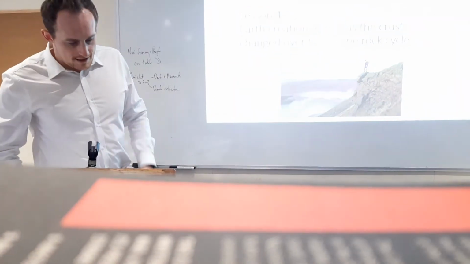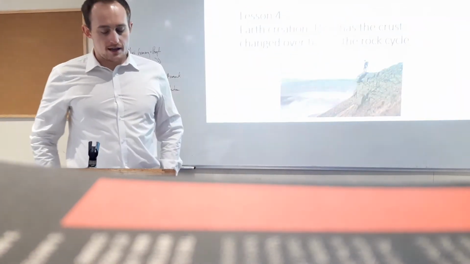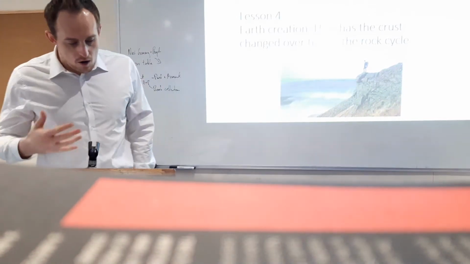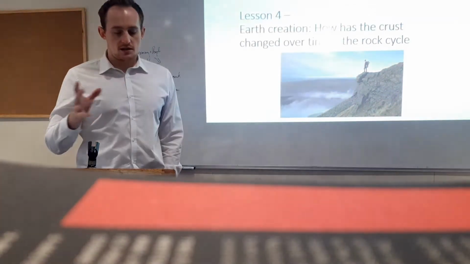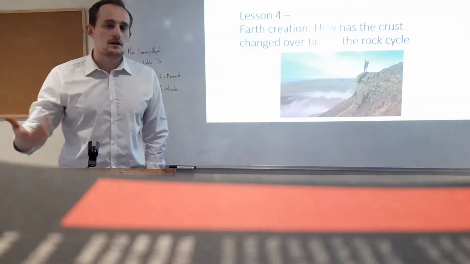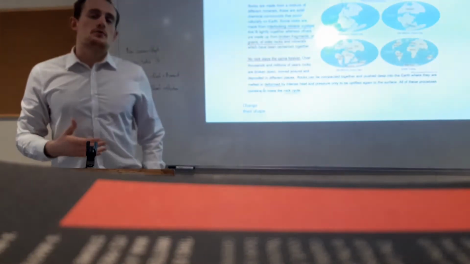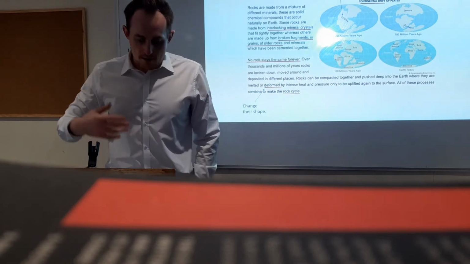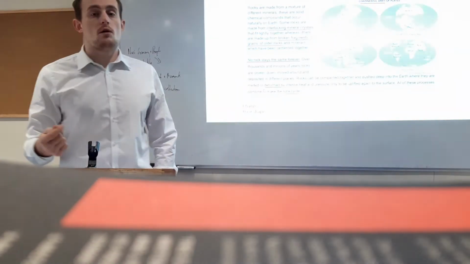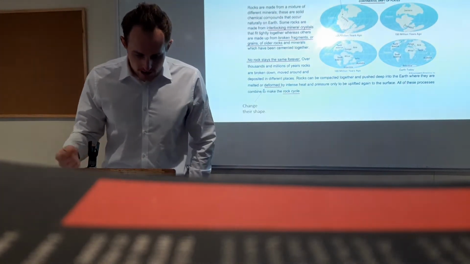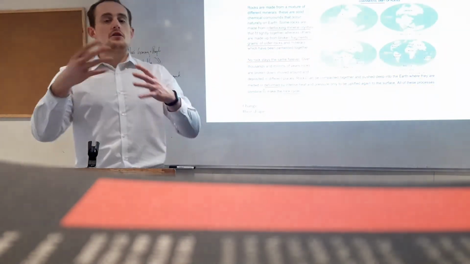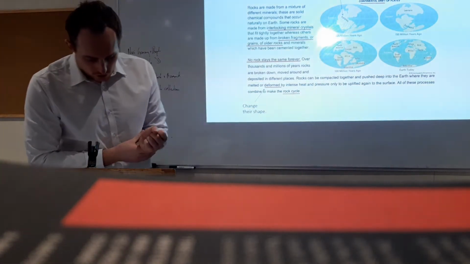So our next lesson in our geography section is about how the Earth's crust, so the outer edge of the Earth, has changed over time, and the rock cycle. First things first, we need to understand what actually a rock is. Rocks are made from a mixture of different materials, and they're made out of solid chemical compounds that occur naturally in the Earth. And there are different types of rocks, and I'll go through them shortly.